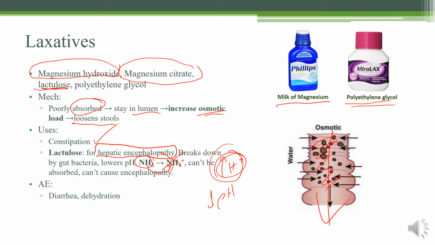And your poor liver, which is probably failing right now, doesn't have to worry about detoxifying so much of the blood that is coming in through the portal vein. Of course, the adverse effect is going to be diarrhea. That's kind of the intended effect, and dehydration. Of course, you would expect that with it.